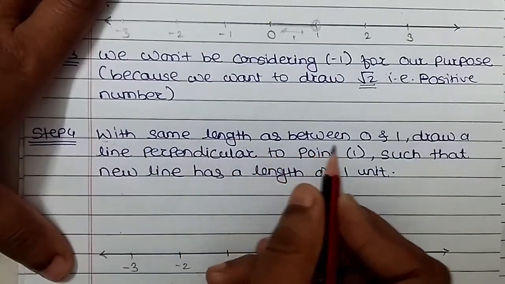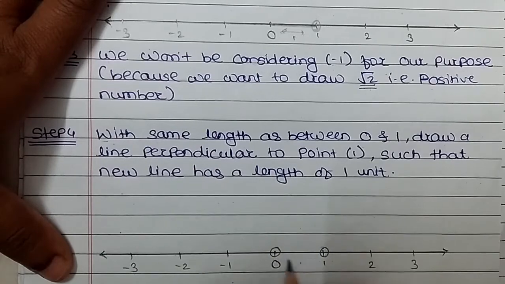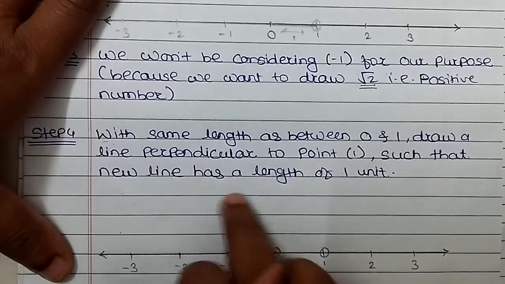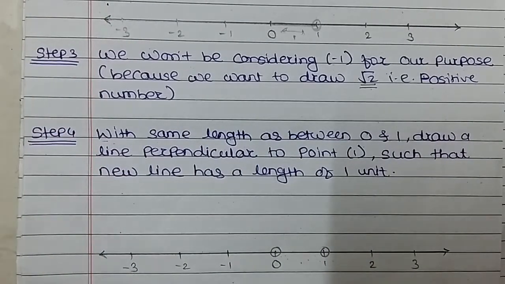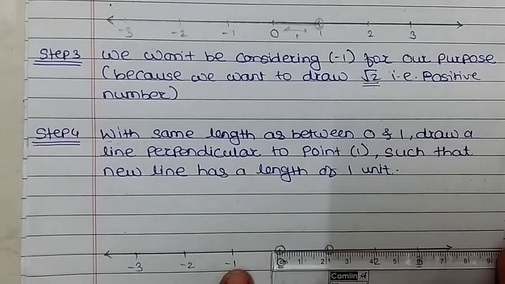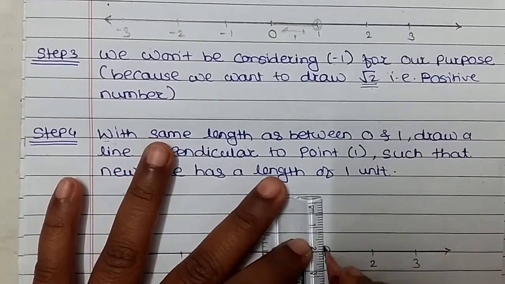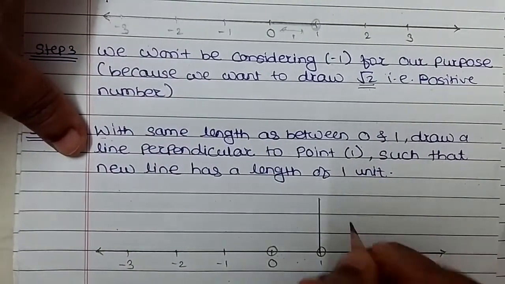The same length as between 0 and 1. This is a 1 unit, the distance between 0 and 1. The distance between 0 and 1 is 1 unit. Draw a perpendicular line to the point 1 such that the new line has the same length of 1 unit. That means whatever the distance between 0 and 1, draw one perpendicular line at that point with the same distance. Clear?